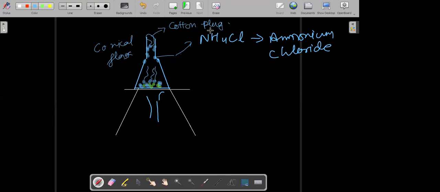Sir, is there any other example of this? Yeah, suppose you take an example of camphor and salt. Sir, can we take iodine? Okay, iodine. No, we can't take iodine, as iodine will easily change into the gaseous state and it's already in the liquid state.